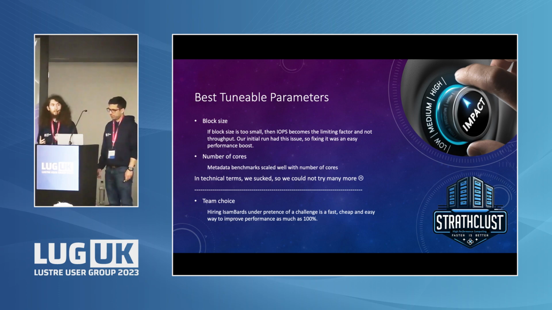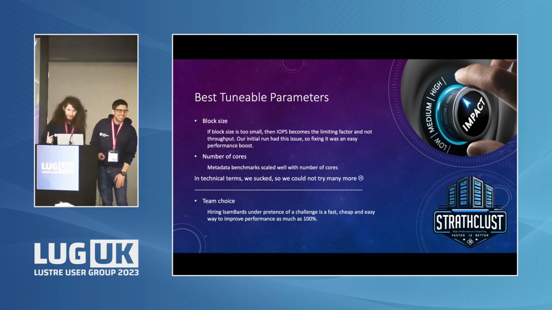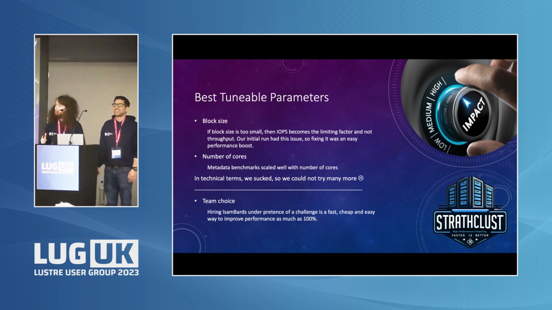Now, I think the best advice I can give is to pick the right team to do your competition. Because for the low price of a £5 Amazon voucher, you can get Eisenbards to run a programming challenge and get over 100% the performance we did. So thank you very much.